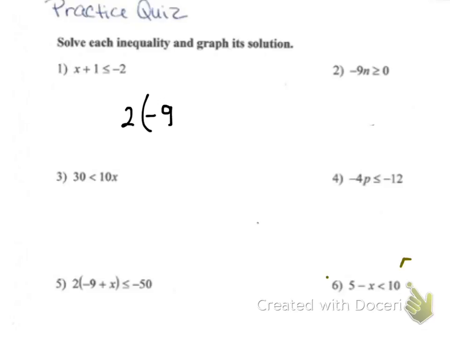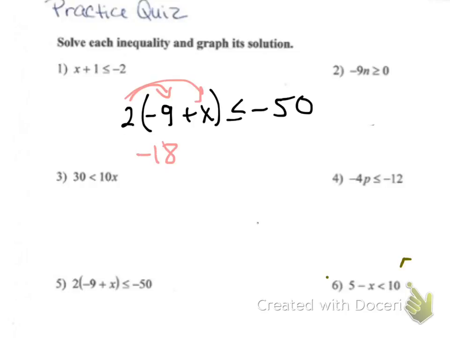2 times negative 9 plus x is less than or equal to negative 50. So this is a multi-step inequality because first I have to distribute. So 2 times negative 9 is negative 18. 2 times x is 2x is less than or equal to negative 50. All right, so now I'm just going to solve it.